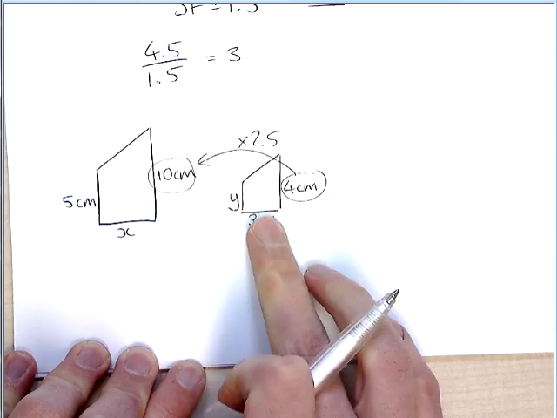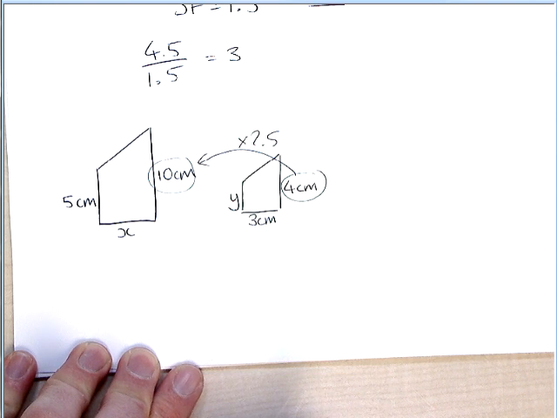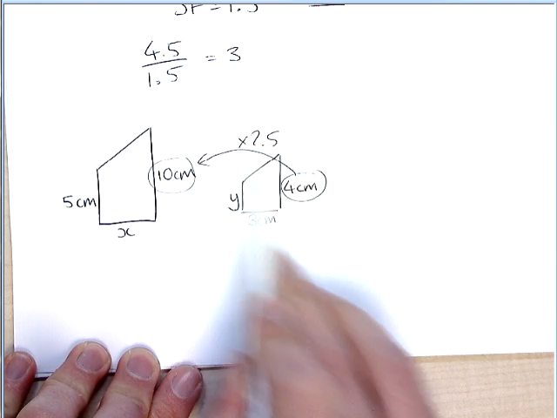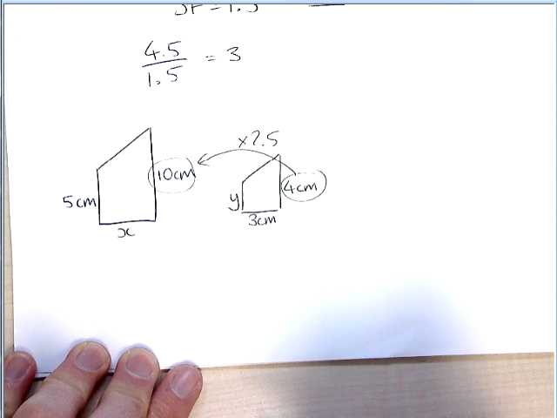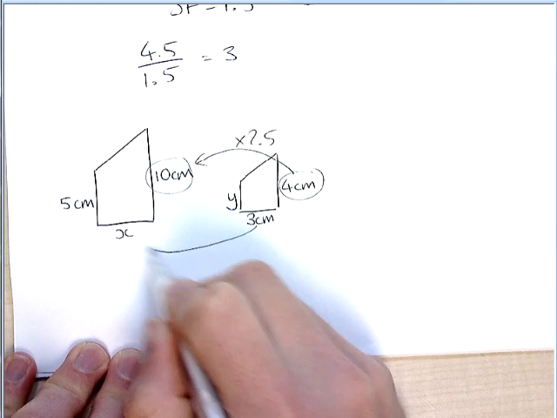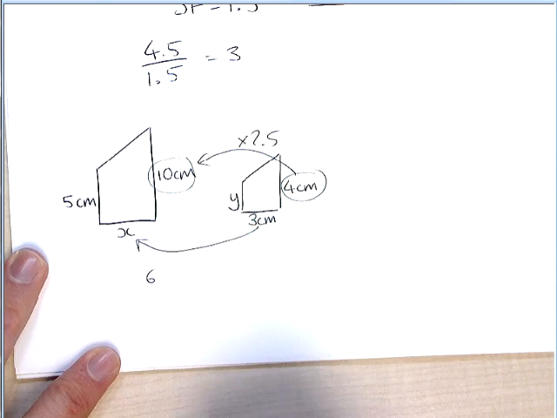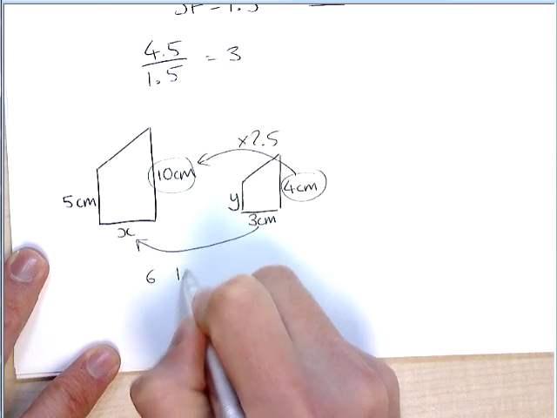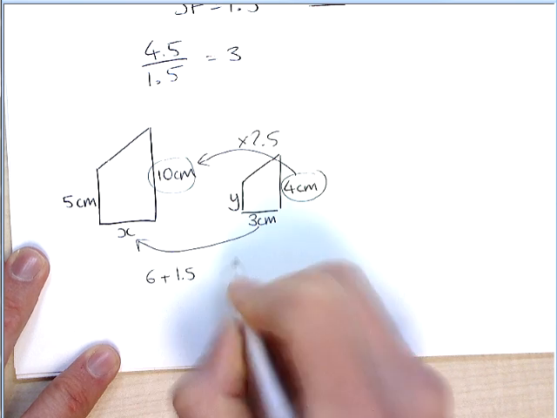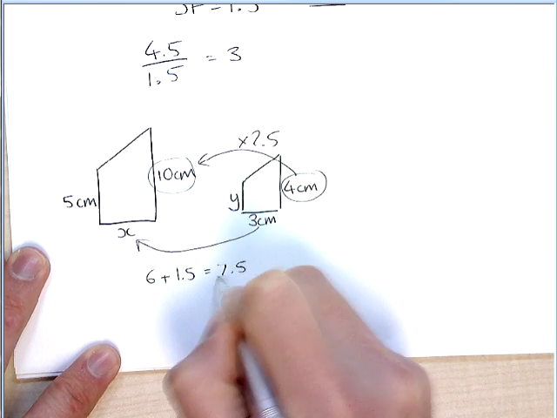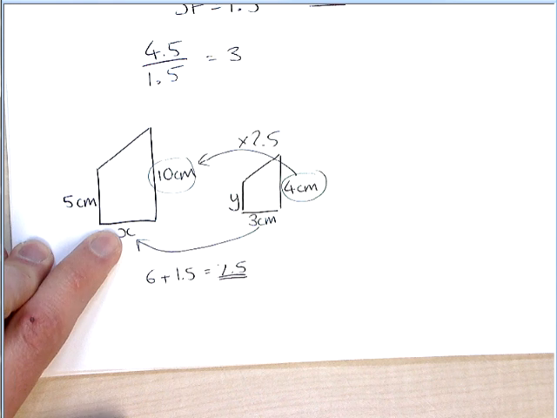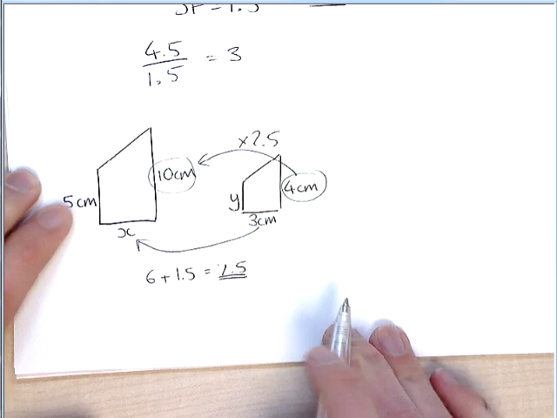So to go from the smaller one to the bigger one, it's timesing, and there's nothing to say I couldn't have gone from here to here and divided everything. It really doesn't matter. So I'm going to have to times this by 2.5. So like I said, double it, 6, half it, 1.5, combine those two, and that's the easiest way to times by 2.5. So this one must be 7.5, and now we have to go the other way.